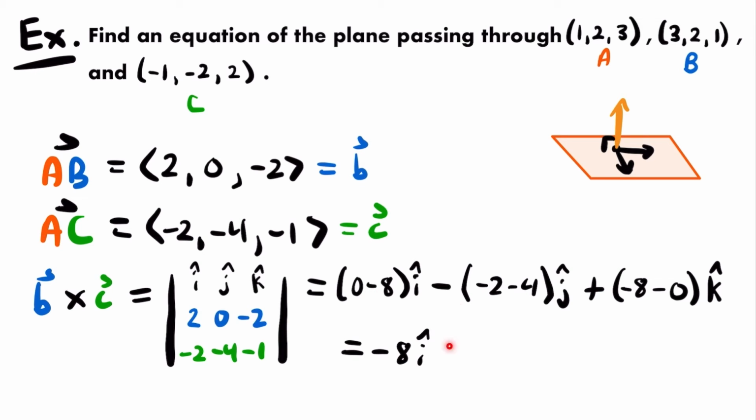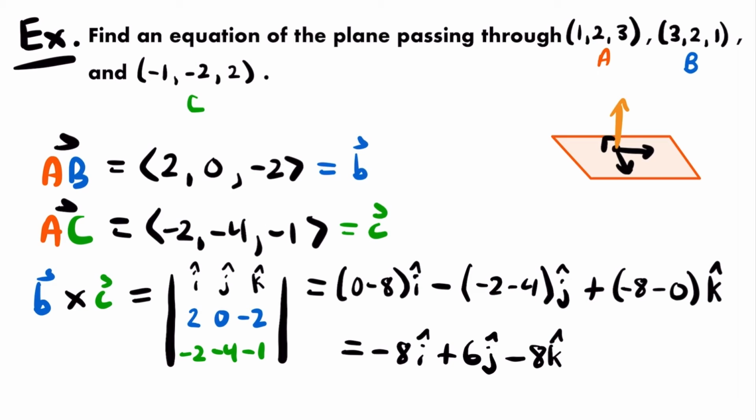Okay, now if we simplify, this right here will just become -8i, so this is equal to -8i, and then we are subtracting -2 minus 4 times j. This will be -6j, but then we're subtracting it, so that becomes positive 6j, and then we're adding -8 minus 0k, which will just be -8k. So we have minus 8k.